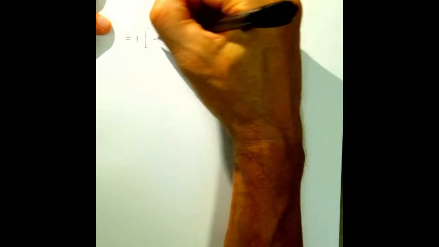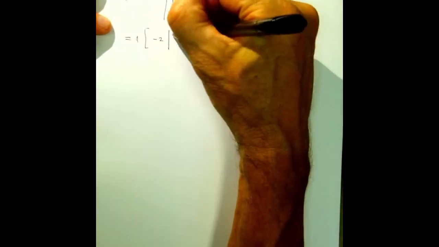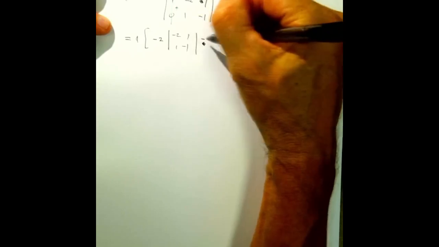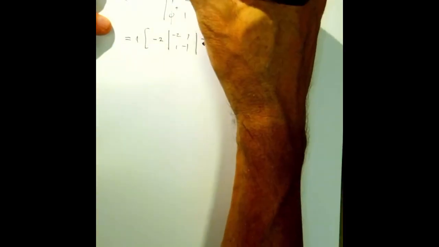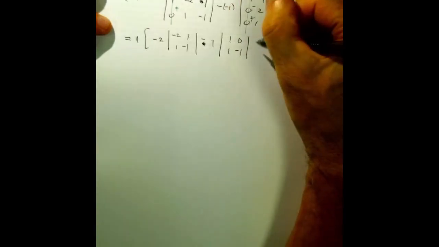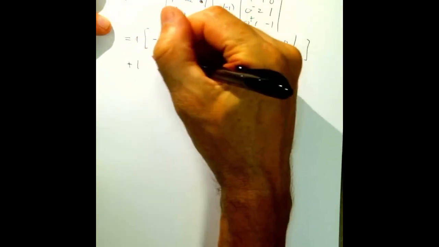So this is going to be minus 2 times the determinant. If I remove the first row, first column, I get minus 2, 1, 1, minus 1. Yep. Oops. Minus 1 times. Now you remove the first column, first row, 0, 1, minus 1. And then plus 0. I remove the first column, last row, 0, minus 2, 1. And this is going to be minus a minus 1, which is plus 1.